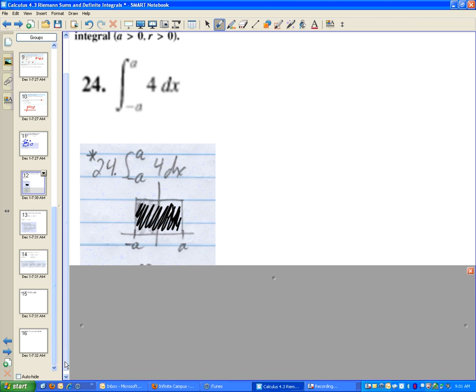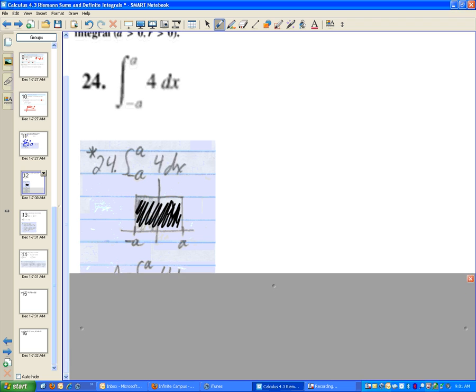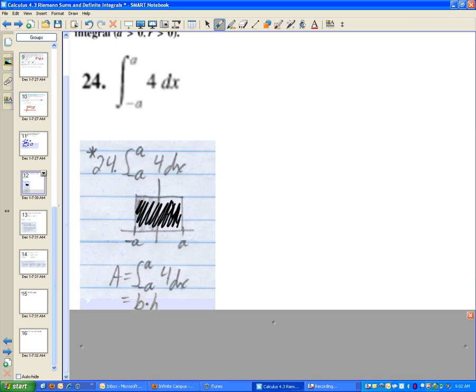All right, so we've sketched the region whose area is found by that definite integral. Now they want us to actually go ahead and find the area. So area equals the integral from negative a to a of 4 dx, but I don't know how to evaluate that yet because we haven't learned the fundamental theorem of calculus. But I know that that's a big fat rectangle. I know the area of a rectangle is base times height.